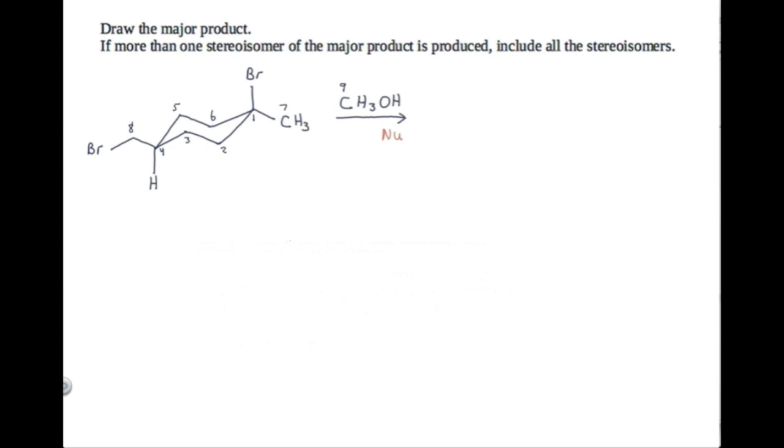Now, it looks like we have two possible leaving groups. We have the bromine here. Neutral bromine can be a leaving group, but we also have a neutral bromine here. That could also be a leaving group. So we're not quite sure which of those we're going to be using yet. And as a result, there's two possible alpha carbons. We might want to use carbon 1 as our alpha carbon, or we might want to use carbon 8 as our alpha carbon.